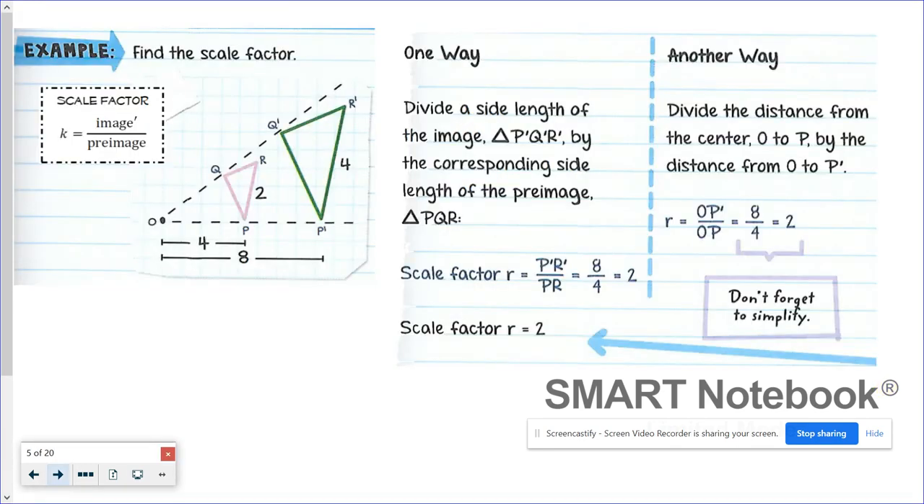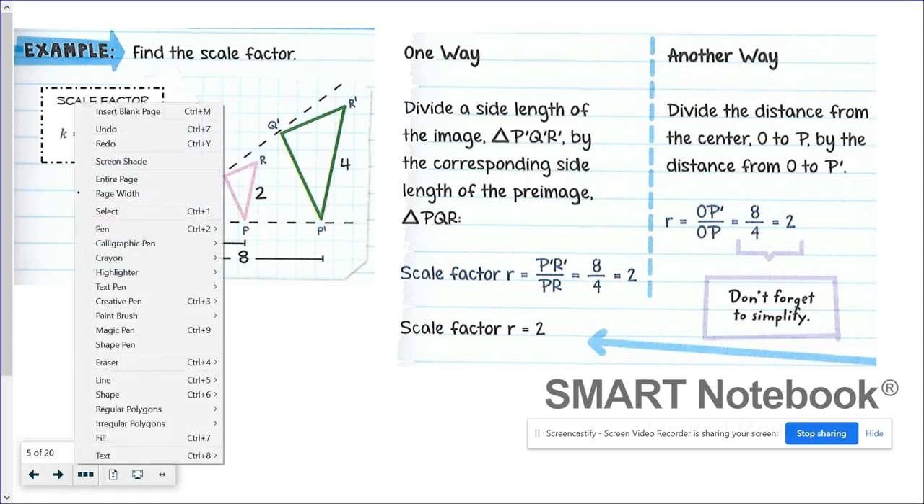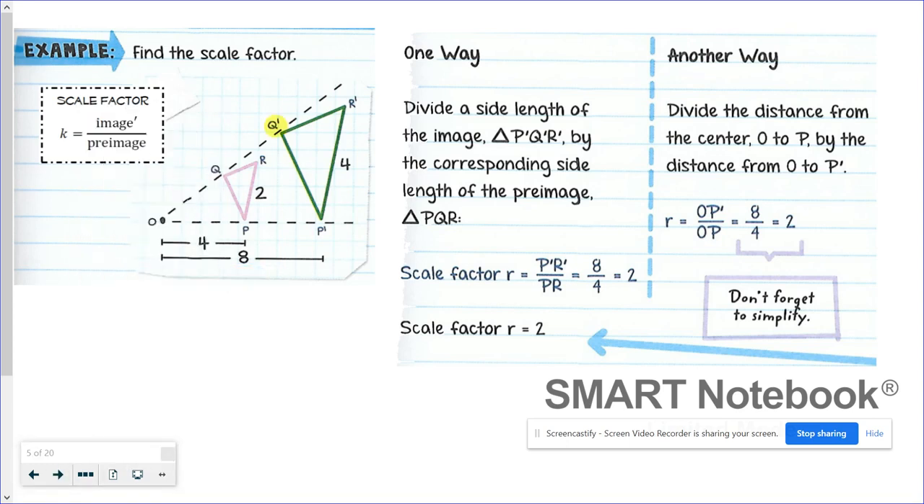Okay, so here is an example of what I'm saying. It asks us to find the scale factor. You'll notice that the figure in green is the image, and I know it's the image because of those little tick marks, these little primes. See how they have those little tick marks? Those indicate the image of the dilation, and the image is the result. So in green we have the image, and in pink we have the pre-image.